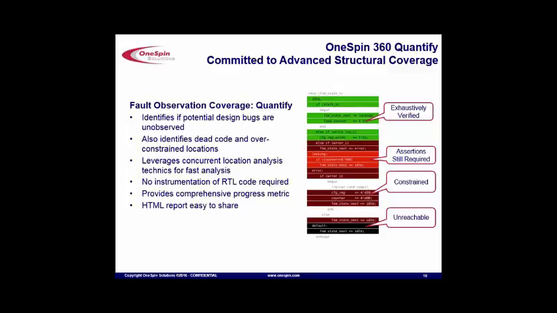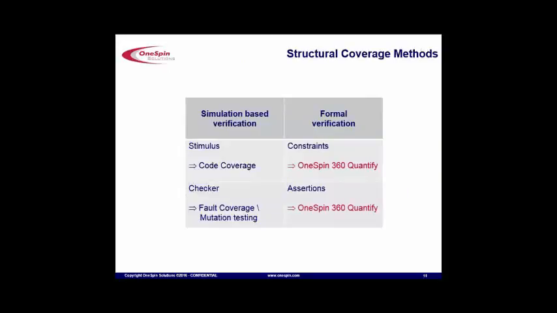So in terms of the structural coverage metrics, to summarize this: on the simulation-based side, we have code coverage, fault coverage and mutation testing. And on the formal side, we provide a solution for constraints and assertions. Now the question arises, if I have those results, how do I merge them? And I'm coming to my last slide here.